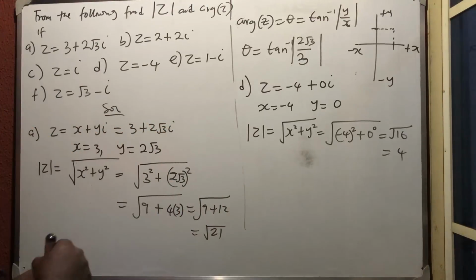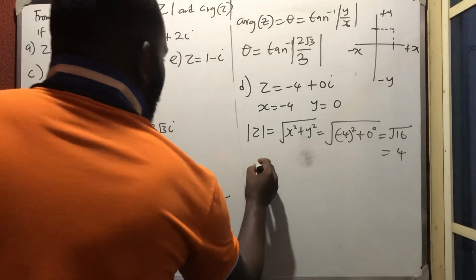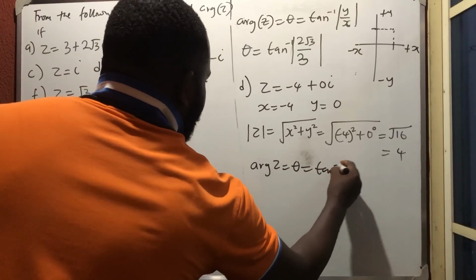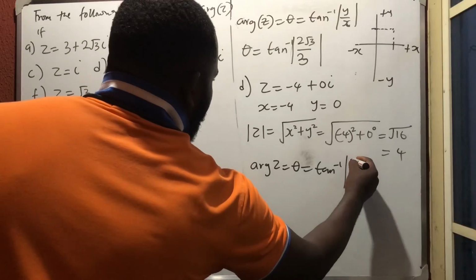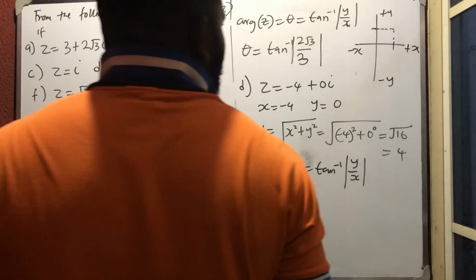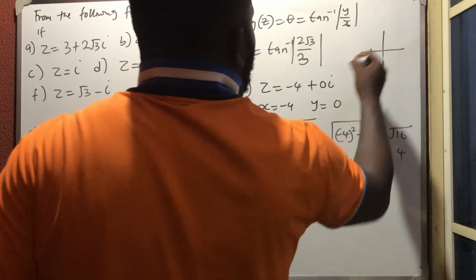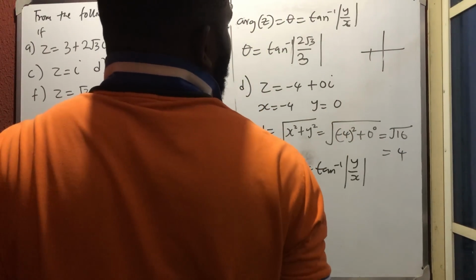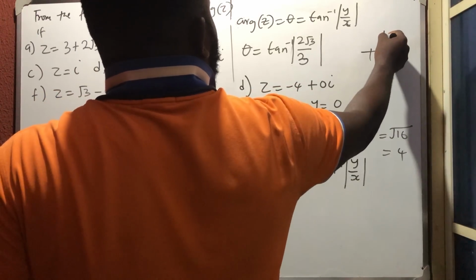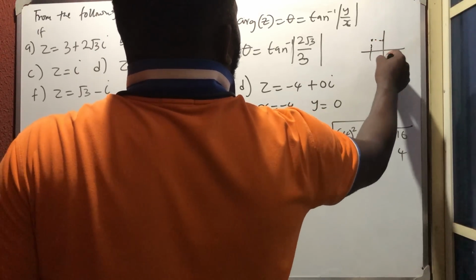Okay, I've gotten that my modulus is 4. Now, if my modulus is 4, my argument of z is simply theta, which is what? The tan inverse of the absolute value of y over x. But before that, we need to draw it. In the drawing of this one, my x is now negative, so draw a line on the negative x. Then y is 0, which means on this line, so it can either be positive or negative. So my answer will fall within here or here.